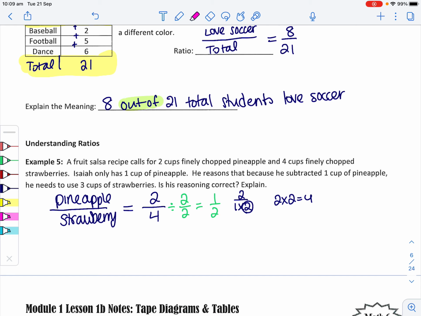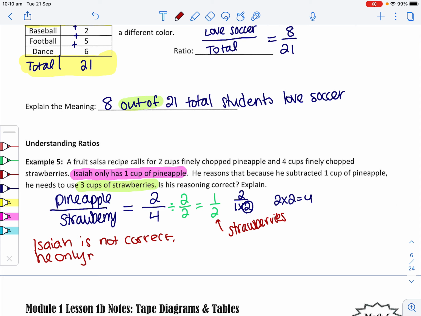Now in this question, it says Isaiah only has 1 cup of pineapple, and he's saying that because of that, he needs to use 3 cups of strawberries. Well, we just figured out that he needs 2 cups of strawberries. So if he uses 3, that's going to be too much for the recipe to make sense. So his reasoning is not correct. He only needs 2 cups of strawberries.